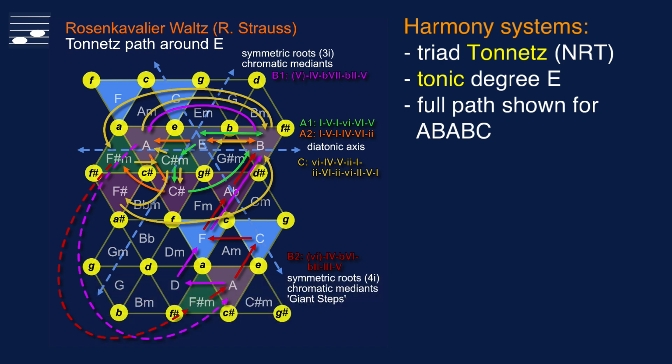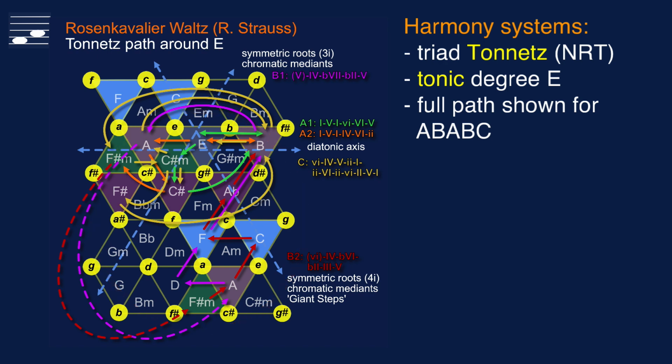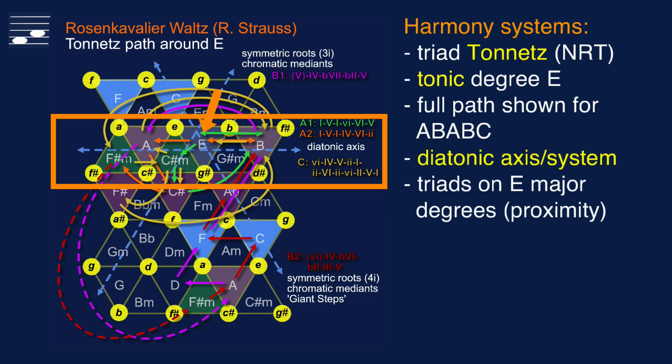The diagram is a mess, since it shows the full path for the 5 phrases. These are centered around the tonic degree E and reach various distances from this root. What is important to realize is that there are several axes in the Tonnetz with harmony system relevance. Note the horizontal axis through the tonic degree triad E major. Triads on this axis have a diatonic relation, with a proximity level.